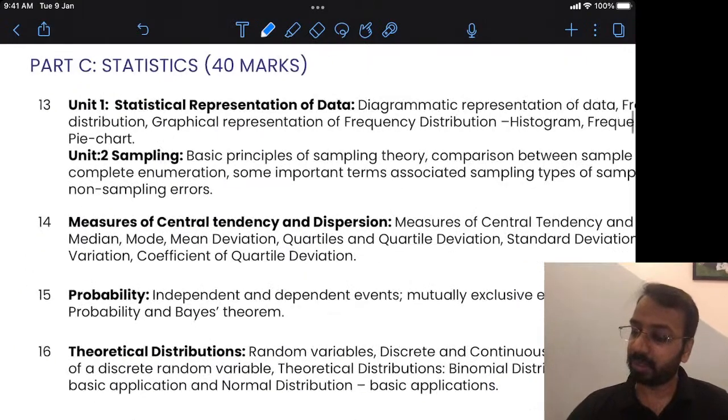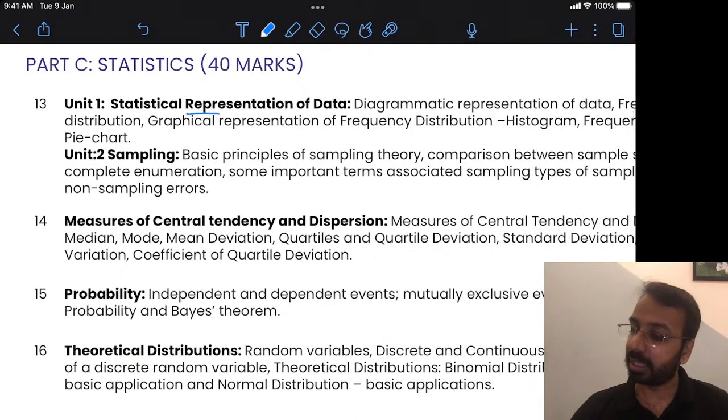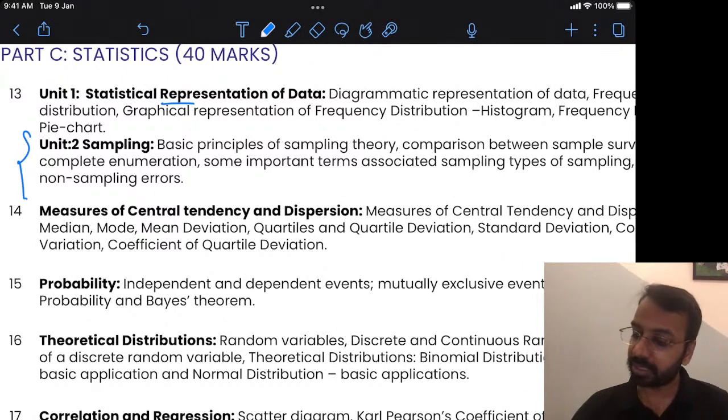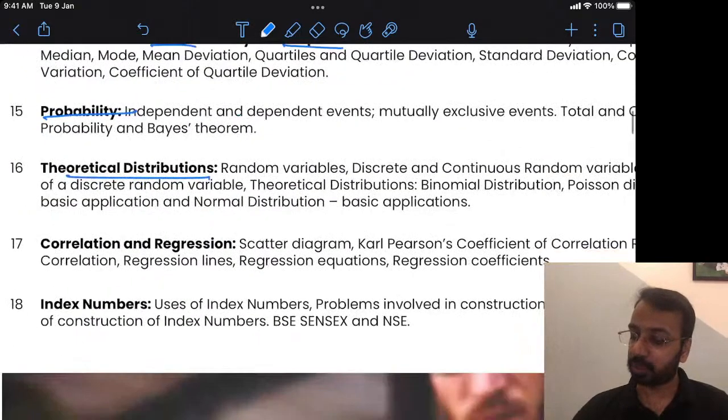And statistical representation of data, sampling theory. So sampling theory is something which gets added. Then central tendency and dispersion was already there, probability was there, theoretical distribution was there, correlation, regression, index numbers, all of these were there. Okay.